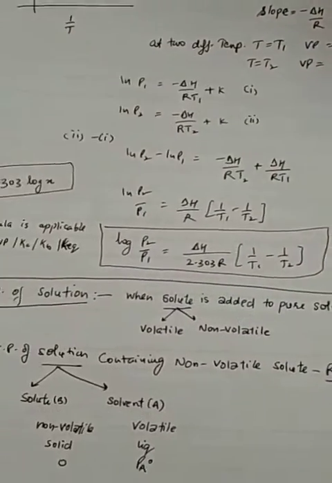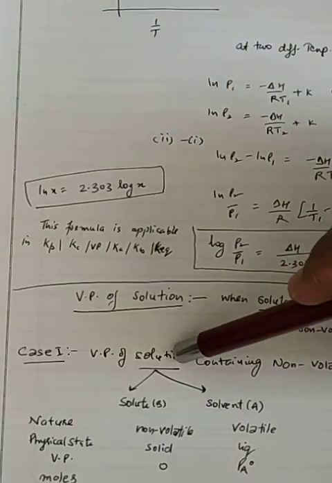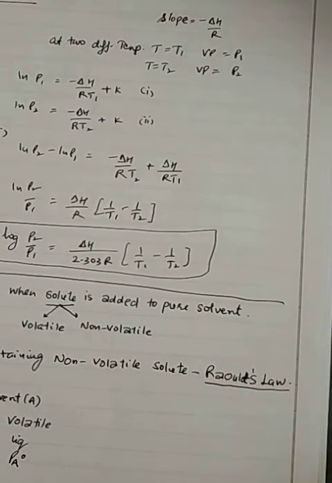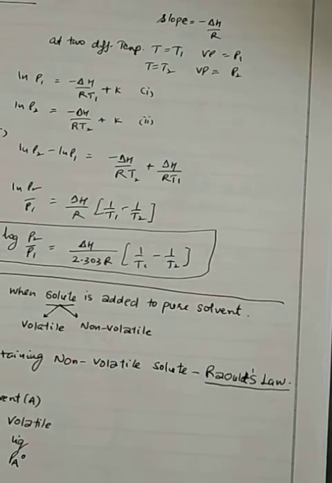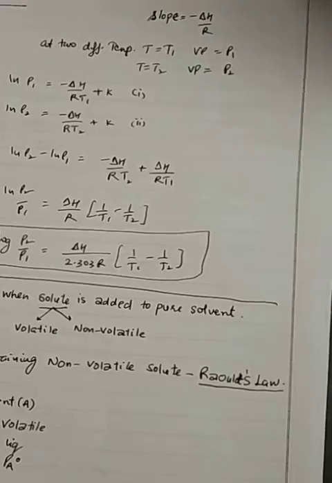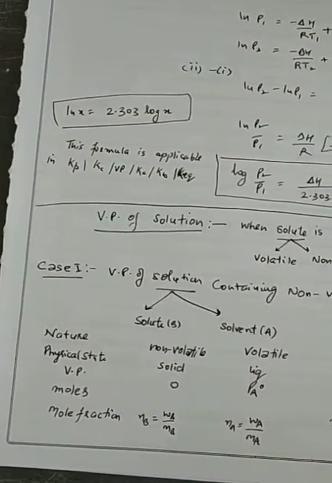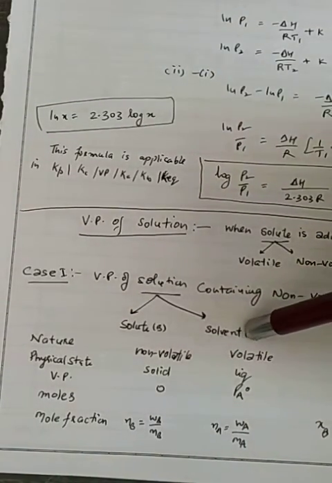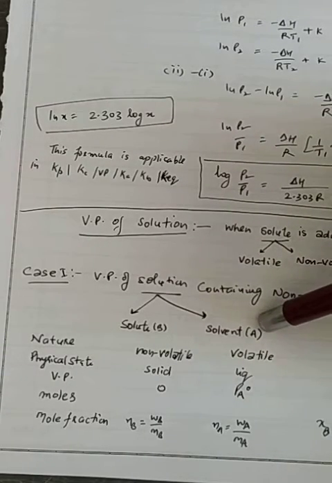So case 1 is the vapor pressure of a solution containing non-volatile solute. This is the first law of this chapter, Raoult's law. Non-volatile means solid. If we have a solution, there are two components, solute and solvent. Solute is represented by B and solvent by A.